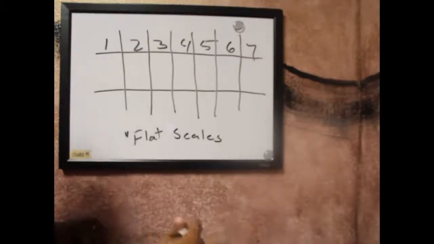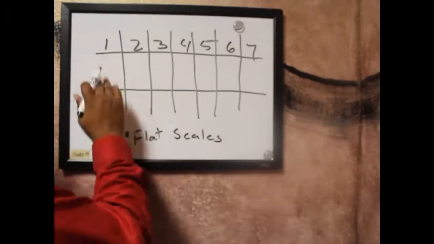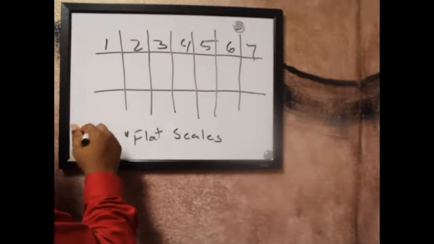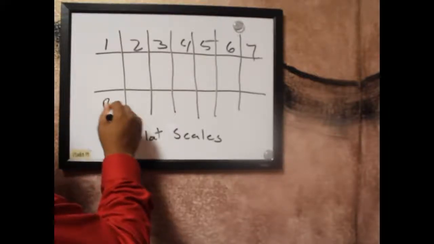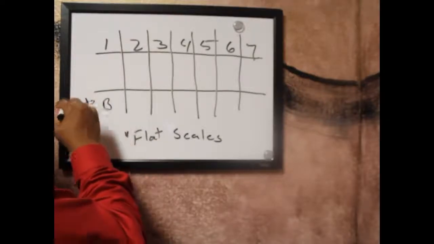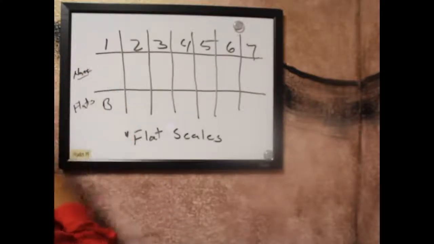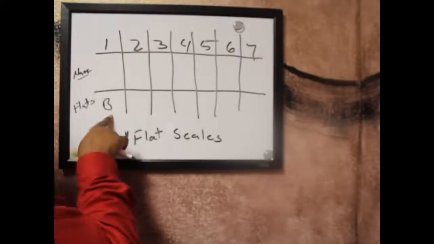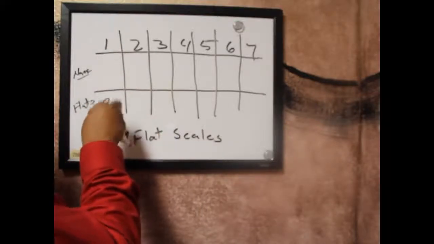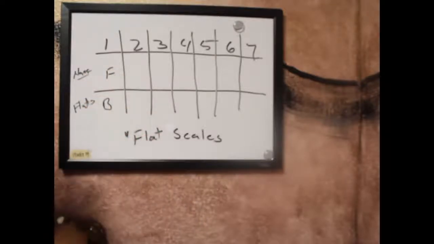Okay? Here we go. Now, as we just played in an exercise, we played a scale that has one flat, and that flat was B flat. We'll put flats here, and the name of the scale here. The scale that has one flat is F, and it only has one flat.